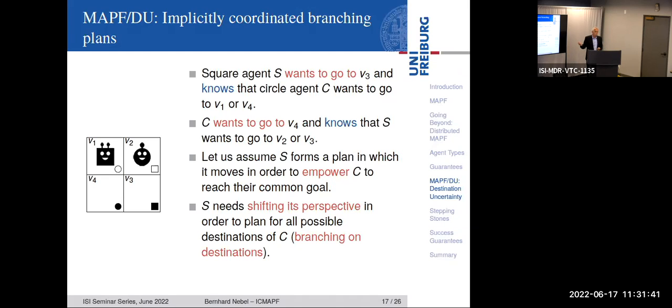So it is a branching plan now, where we have to make a plan for C to go either to V1 or to V4. And by planning now for C, we have to forget what our own destination is, because C doesn't know the destination of S. It's a bit complicated, particularly this forgetting thing, because we step into the shoes of another agent, and then we have to forget what we know for sure about ourselves, because the other agent doesn't know it. But yeah, it works.